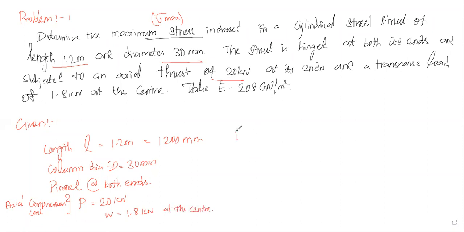Now they have given that E is equal to 208 giganewton per meter square, which is nothing but E is equal to 208 into 10 cube Newton per mm square. So these are all the given data. Now we should move on to the stress formula. Sigma max is equal to, solution part.